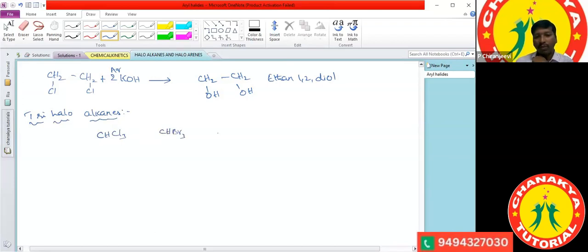CHBr3 is called bromoform. CHI3 is called iodoform. This we can call bromoform, and this we can call chloroform. And the first one, CHCl3, is called chloroform.